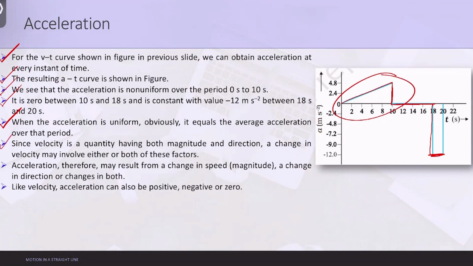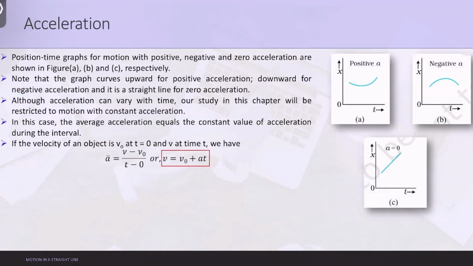Let us begin the next discussion. Position time graphs for motion with positive, negative, and zero acceleration are shown in figures A, B, and C respectively. As you can see, this one has positive a, and this one has negative a. Just looking at the graph, we cannot understand why it has a positive or negative value. What we can do is differentiate this graph 2 times and find the answer. Why do I say differentiating 2 times?